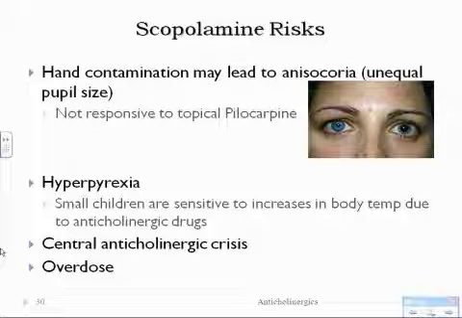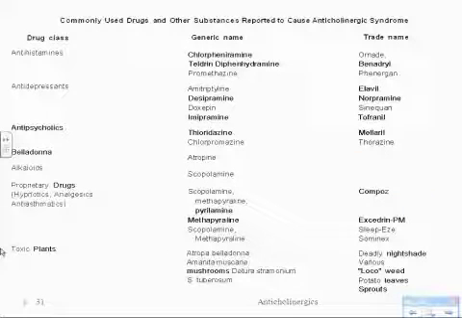You also can see what scopolamine causes: hyperpyrexia, especially in kids. They tend to be more sensitive to increases in body temperature. And the other bigger risk is you get into higher doses, you get into a central anticholinergic crisis and overdose. So what are the drugs that can cause central anticholinergic syndromes? You have the antihistamines, the antidepressants, the antipsychotics, belladonna, which is atropine, the alkaloids like scopolamine. All these different agents can cause the central anticholinergic syndrome.